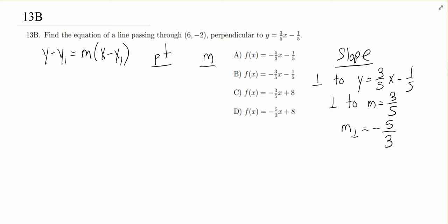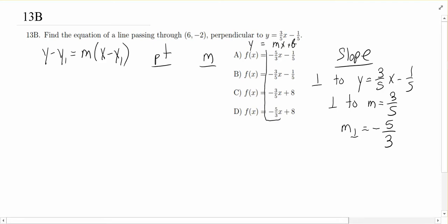Now, as we look at our four multiple choice options, they're all in the form y equals mx plus b. So with all of them, we can read the slope right there. So right off the get-go, we can actually eliminate two of our answers because they don't have a slope of -5/3. So we can say it's not B and it's not C because they don't have slopes of -5/3.